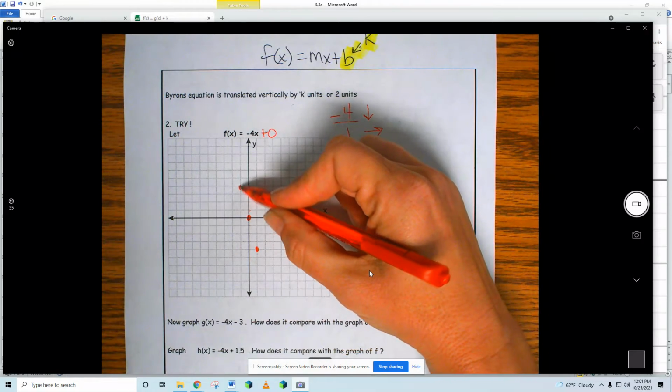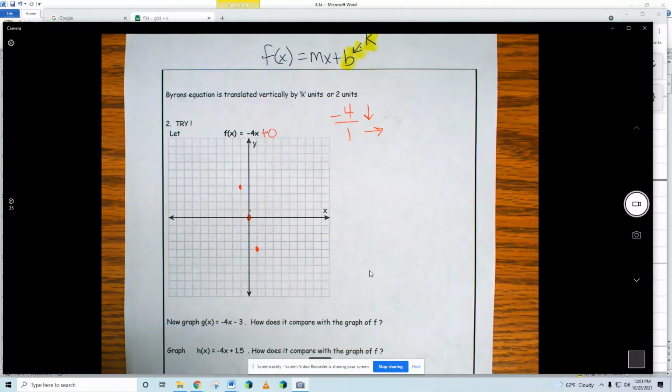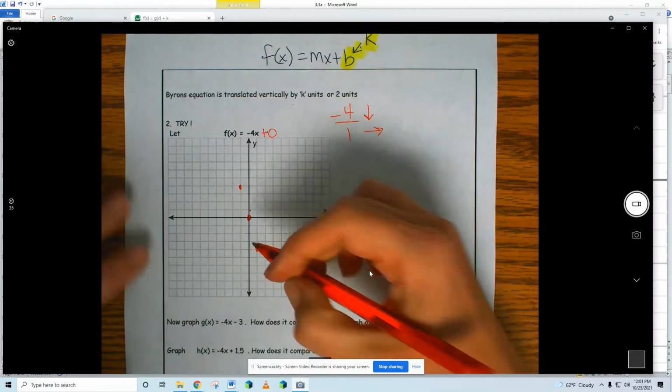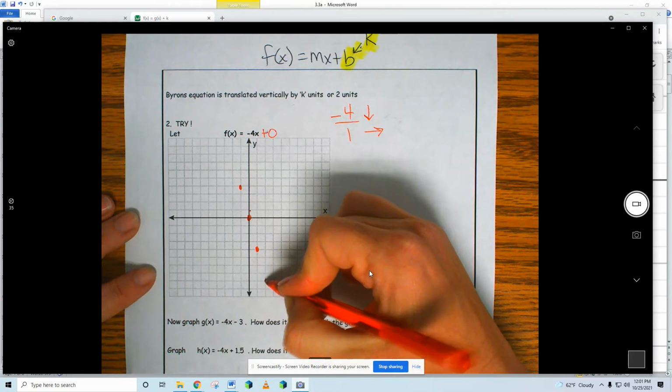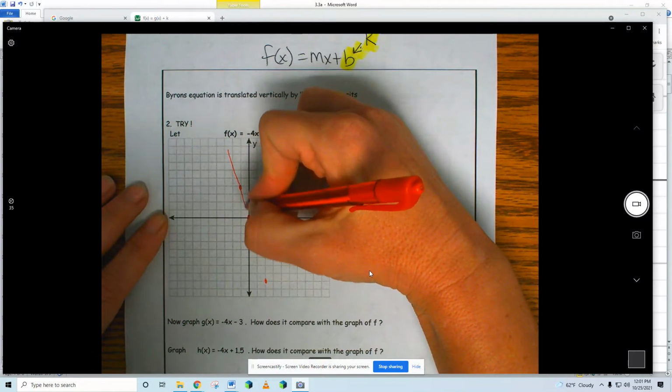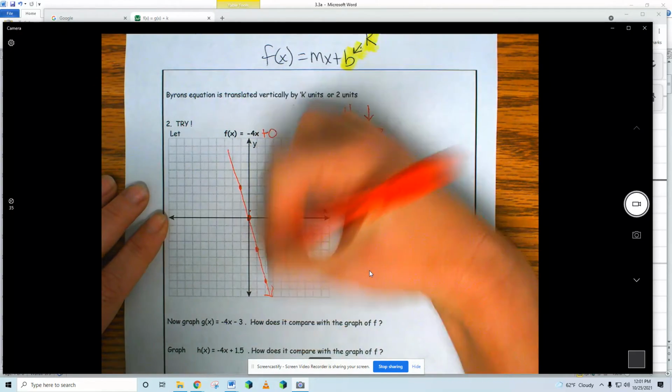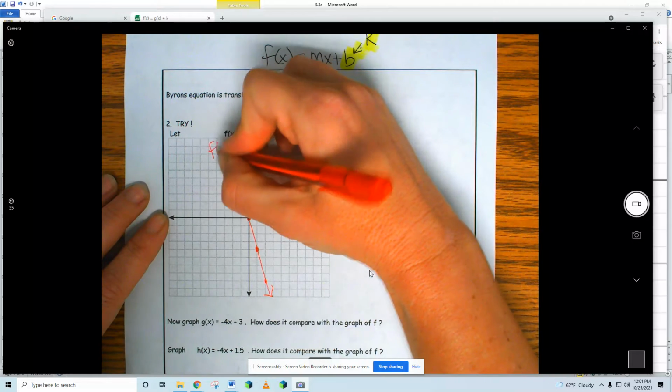And I absolutely need to reverse it because it's really important to me as a teacher that I see the negative left side and the right side. So this line, connect the dots, is my f of x.